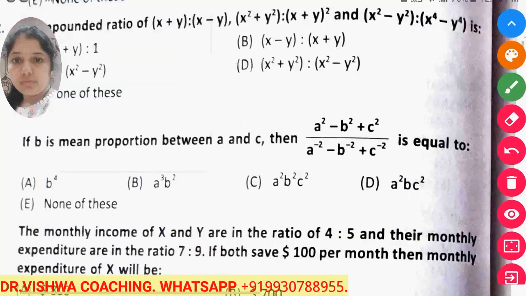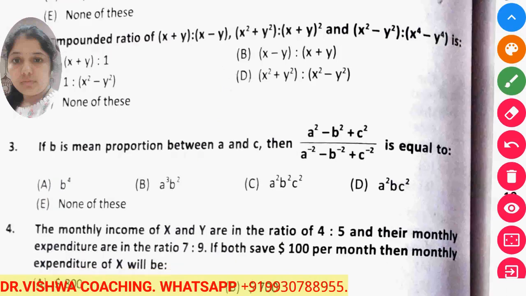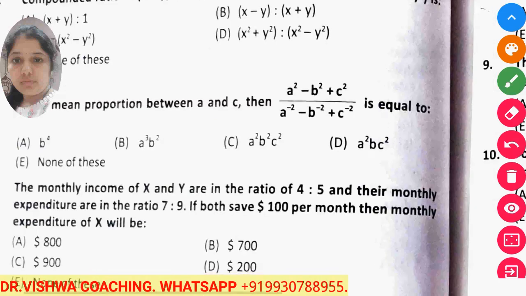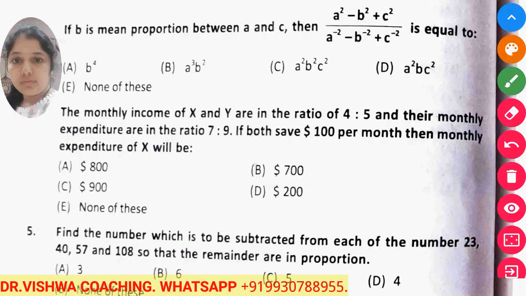Okay, now the next one, monthly income of X and Y are in the ratio 4:5. Monthly expenditure are in the ratio 7:9. If both save $100 per month, the monthly expenditure of X will be asked.